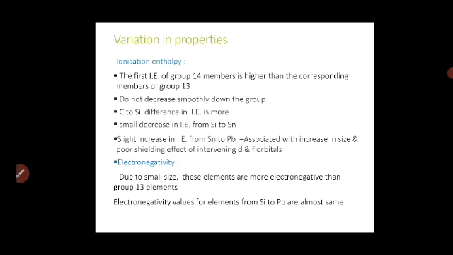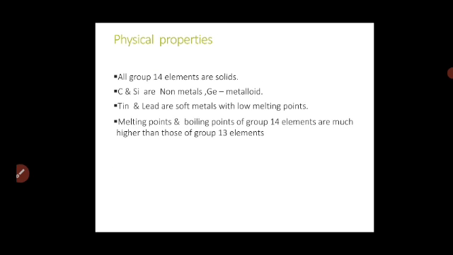Okay, now why does this happen? Due to their small size, these elements are more electronegative than group 13 elements. And when we compare within group 14, carbon is the most electronegative element due to its small size compared to the other elements in the group.